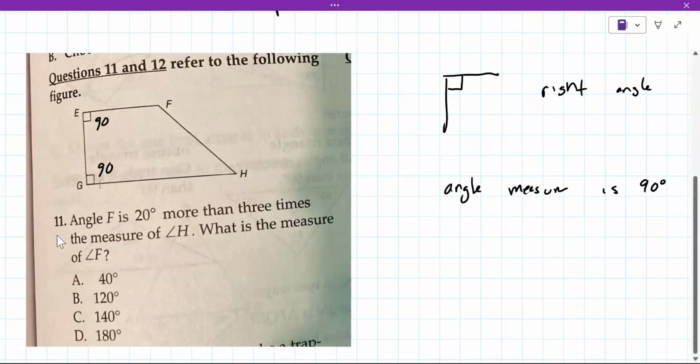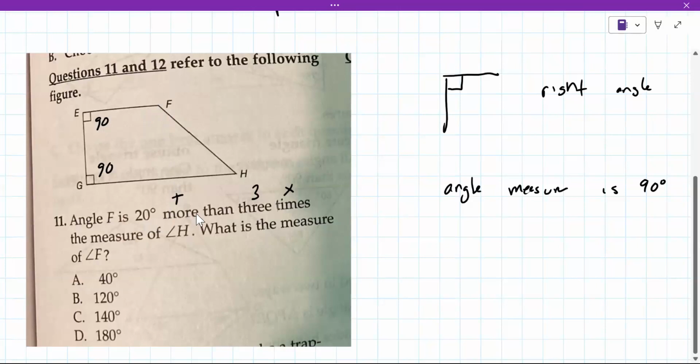Now in this problem, it says angle F is 20 more. That means plus. Then 3 times, that's multiplication. Angle F is 20 plus 3 times the measure of angle H. So if you knew angle H and you multiplied it by 3 and then added 20, you could get angle F. Does that make sense? We're just dissecting the words here.